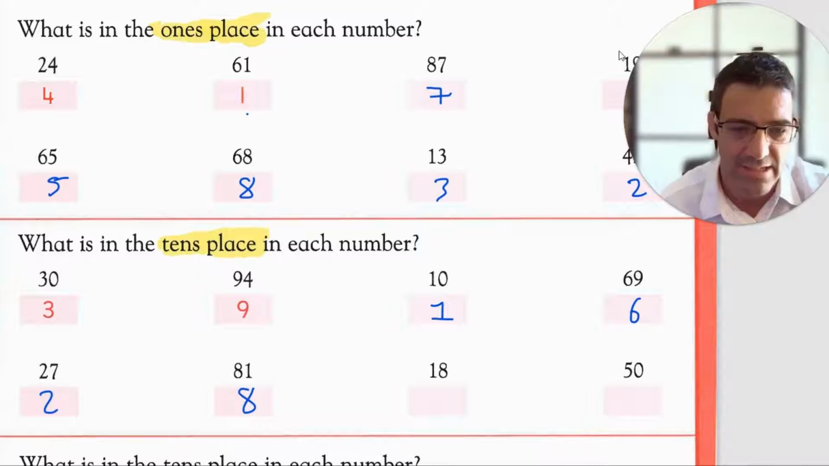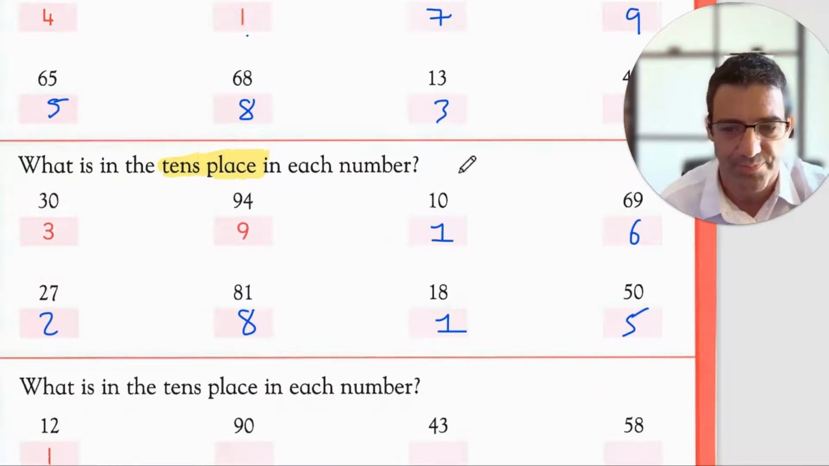18 is in the tens because it's one of those between 10 and 20. And then 50, that's like 5 tens and 0 ones. So I can just write 5 for my tens. Okay, wow, I've done everything super fast, you guys.